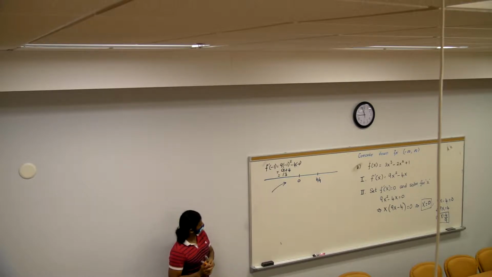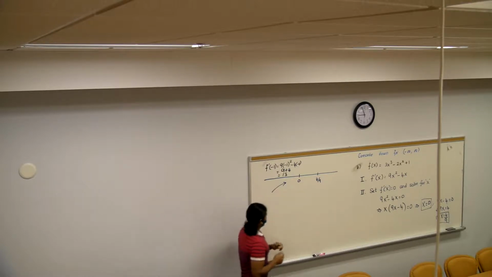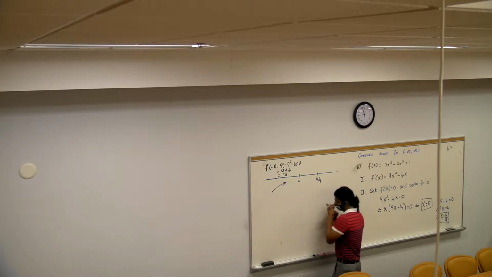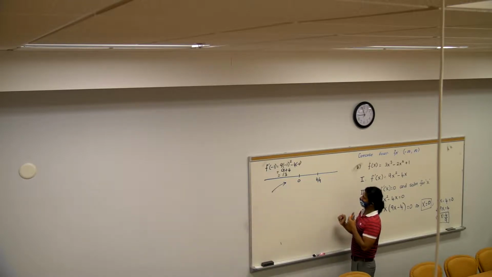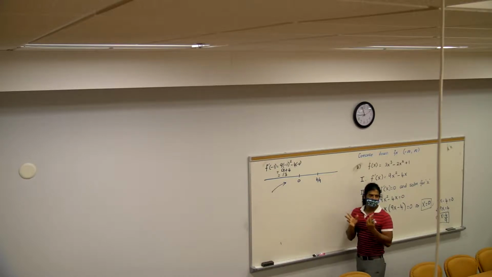It is quite unfortunate that we have to pick a number between 0 and 4 over 9. I guess I'll pick 1 over 4. Sounds good.